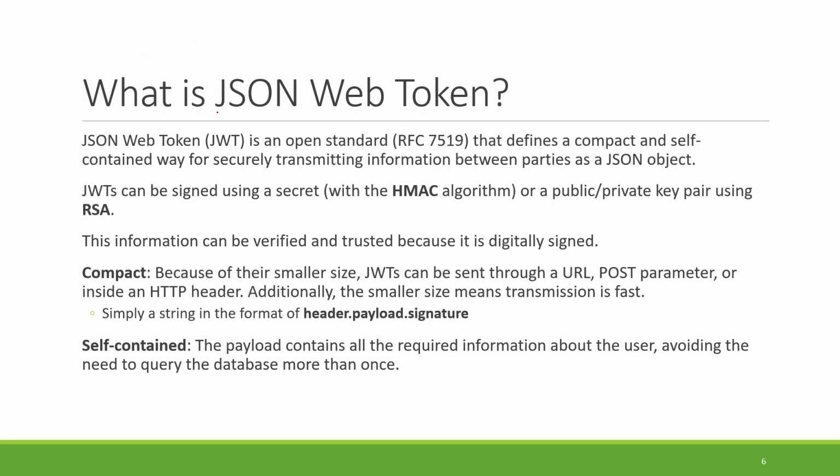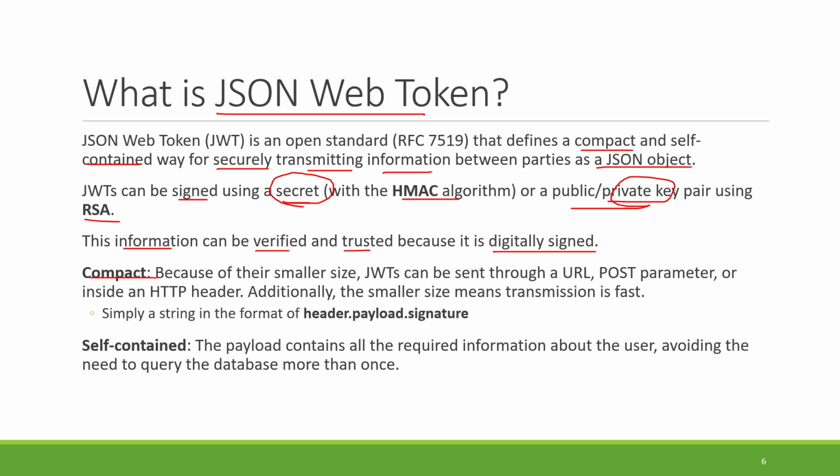Now let's take a look at JSON Web Token. JSON Web Token is an open standard that defines a compact and self-contained way for securely transmitting information between parties as a JSON object, okay. And JWT can be signed with a secret or a public and private key pair using different algorithms, okay. And you can choose it. It also has built-in ones, or it also has dependencies that can do that. And the information will be verified and trusted by the digital signature, because only you know the secret. Only you know the private key, okay.